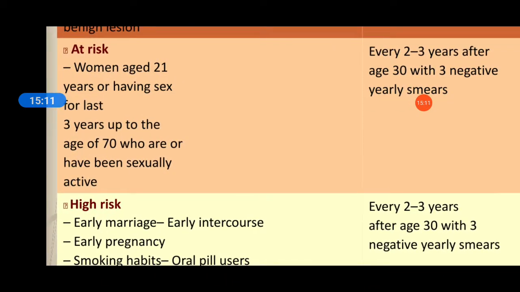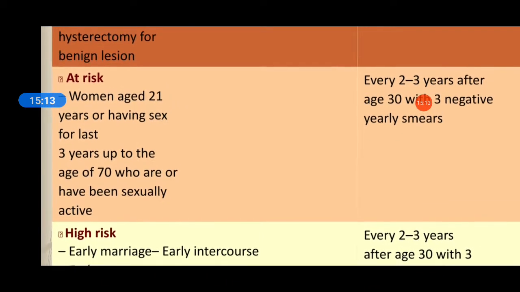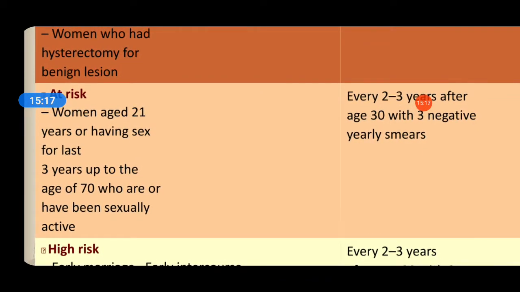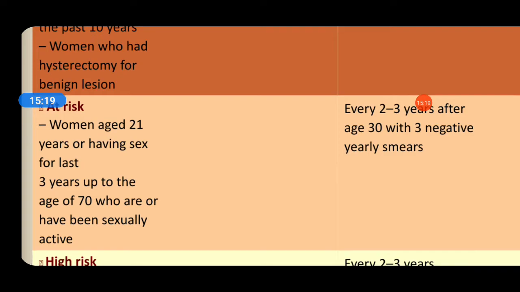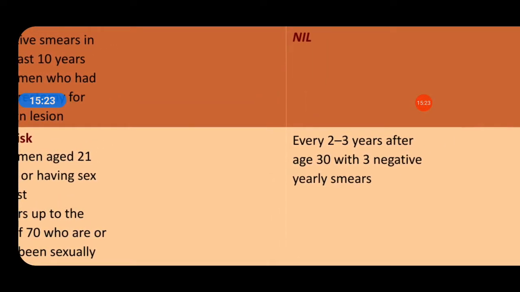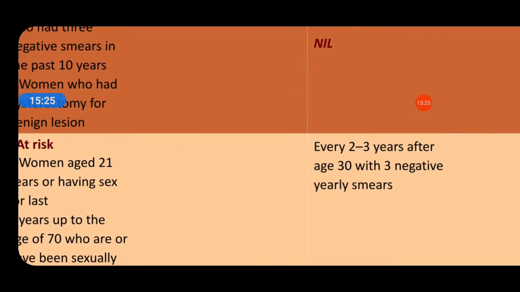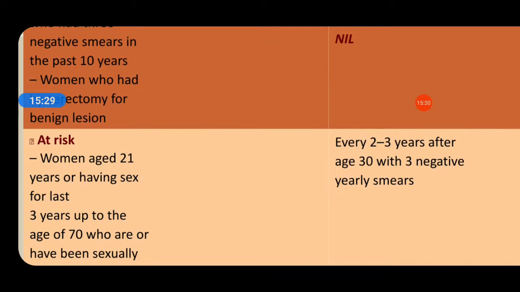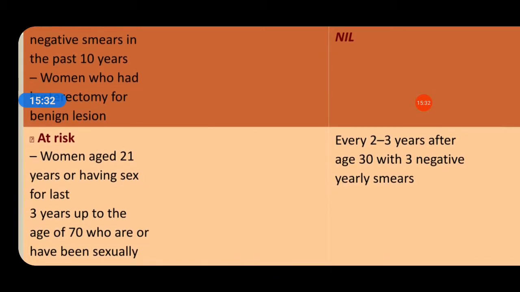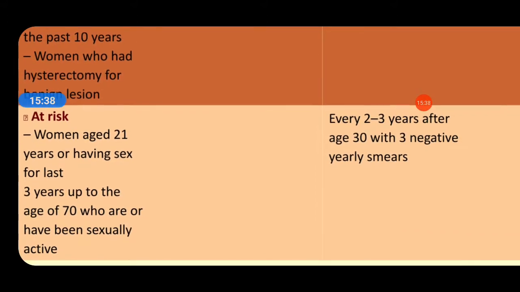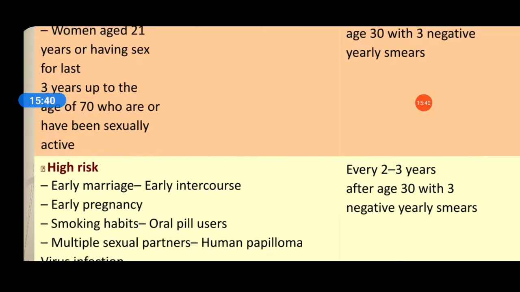Then coming to the at risk group: women aged 21 years, or having had sex for the last 3 years, up to the age of 70, who are or have been sexually active. Screening is every 2 to 3 years after the age of 30 with 3 negative yearly smears. So you have to go for investigation in such a risk group. If the smears are negative, then you can go for investigation once every 2 to 3 years.